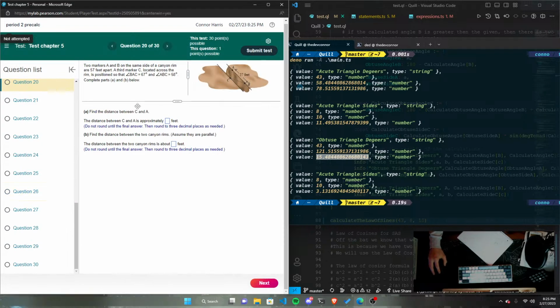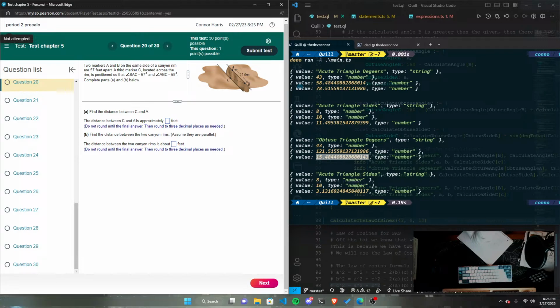Awesome. Oh, mother. I hate story problems. You gotta be freaking kidding me. Okay, so we have 2 markers, A and B. The canyon rim is 57 feet long. So side C is 57 feet.